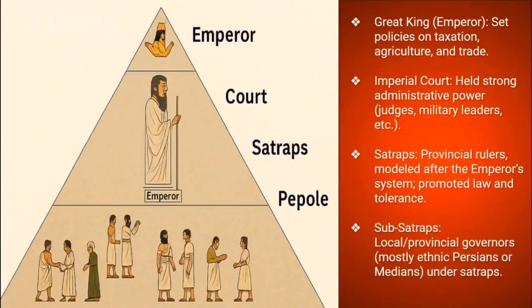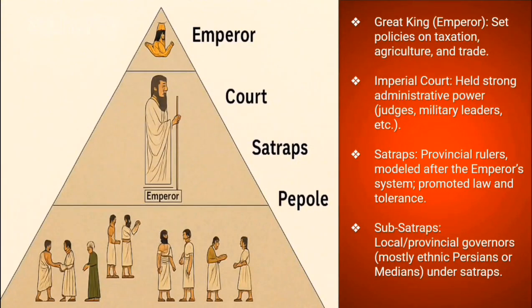In Persia, the system started with the great king, who had full control over everything like taxes, farming, and trade. Below him was the imperial court, which included top judges and military officers who helped to run the empire.